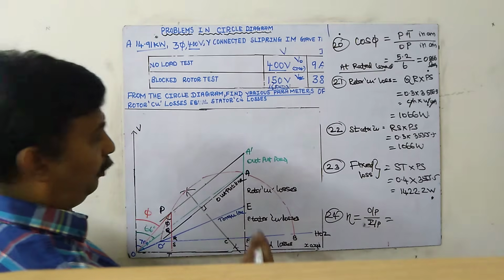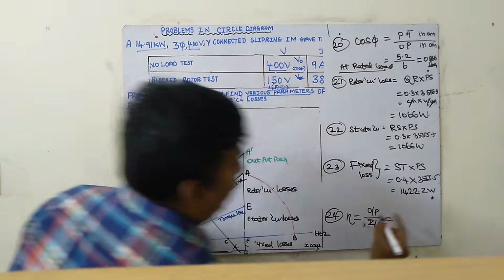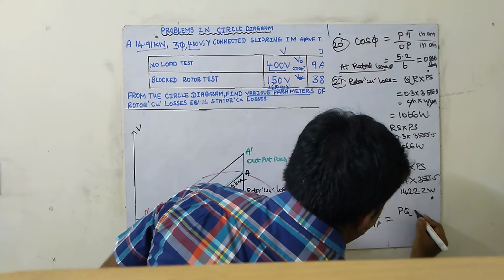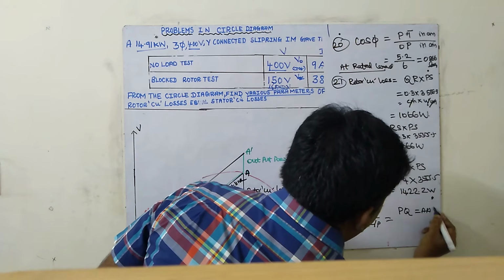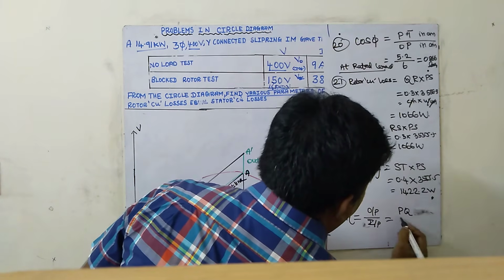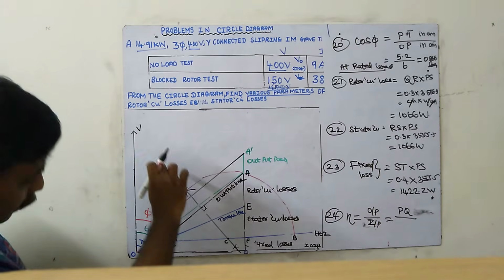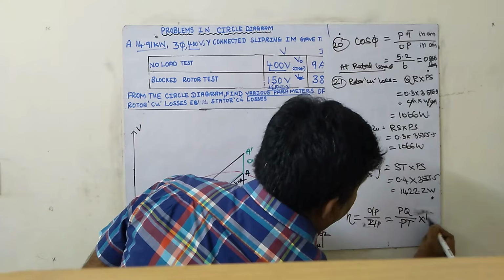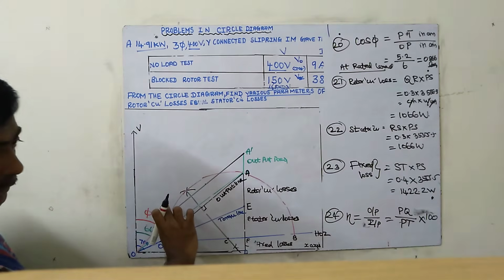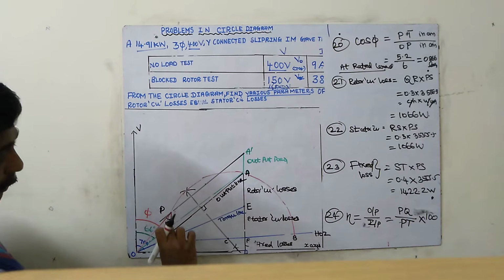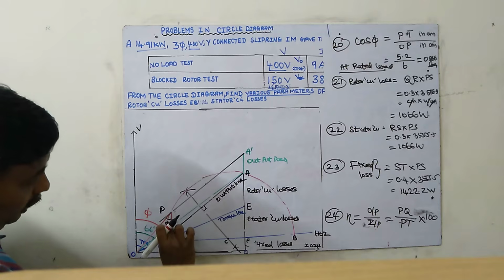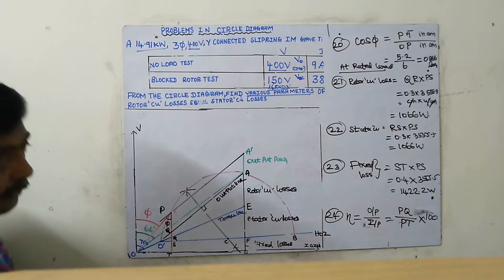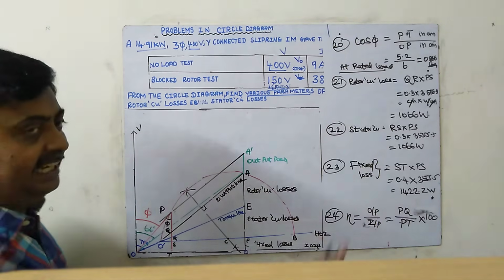Output equal to, what is the value of output? Output equals PQ, which is equal to AA dash. Both are the same, because we have drawn a parallel line only. Efficiency is PQ divided by the full length PT, into 100, because PQ is the output power, and PT is output plus losses. What are the losses? Rotor copper losses, stator copper losses, and fixed losses. Three losses. Everything in centimeters is sufficient.